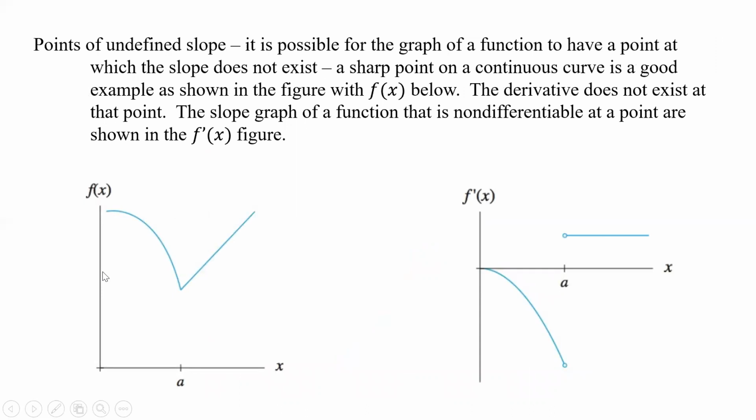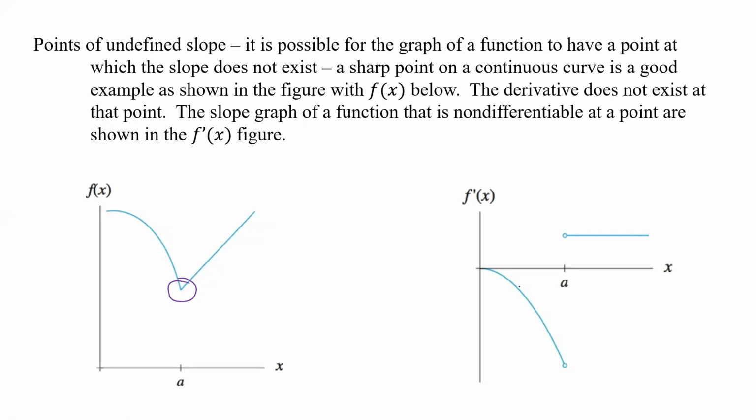All right, so there are also two points usually. These are the two key ones of undefined slope. Now it's possible for the graph of a function to have a point where the slope doesn't exist. And we know a sharp corner is one of those. That's a good example. We've seen that one before. So there is going to be a place where the slope doesn't exist. If we look at that, that's what it looks like here. So the derivative doesn't exist at that point, and so the slope function is non-differentiable at that point.